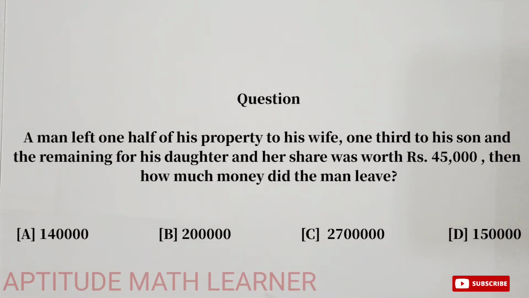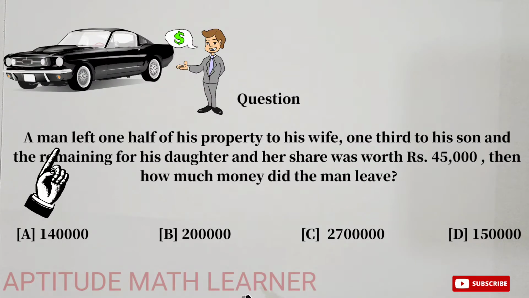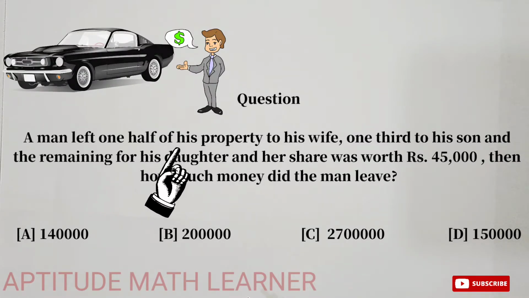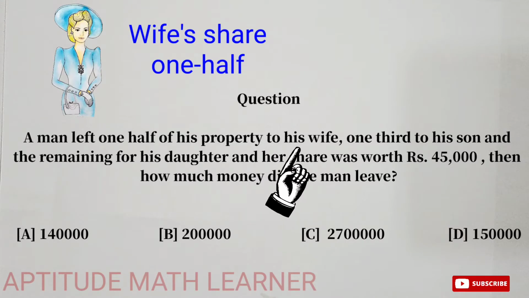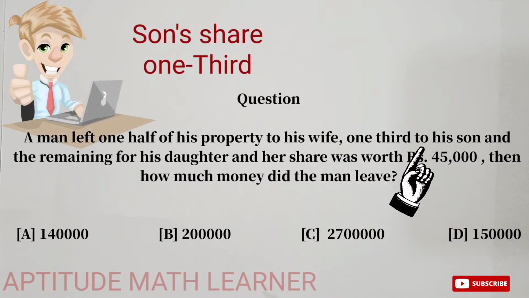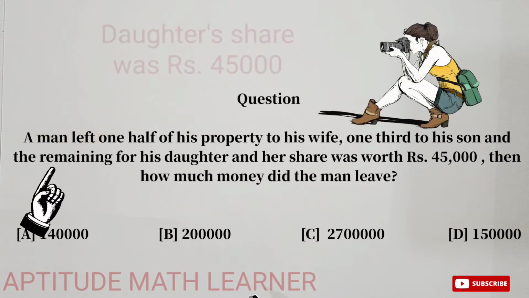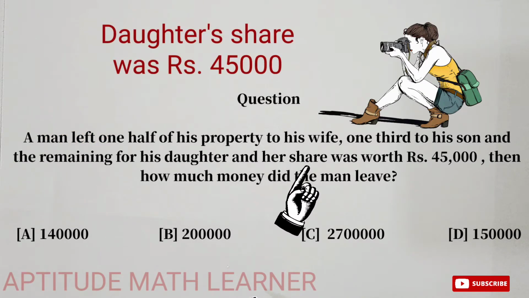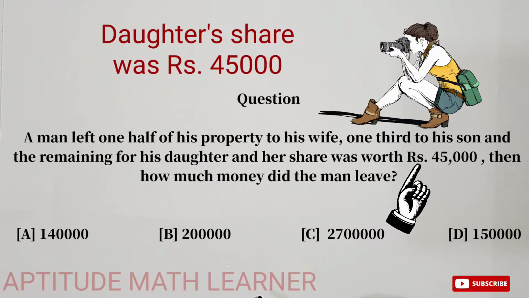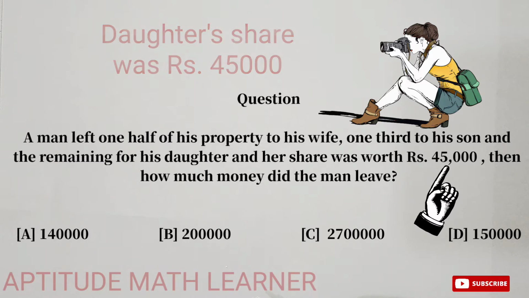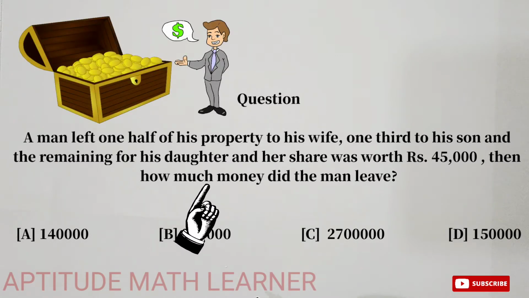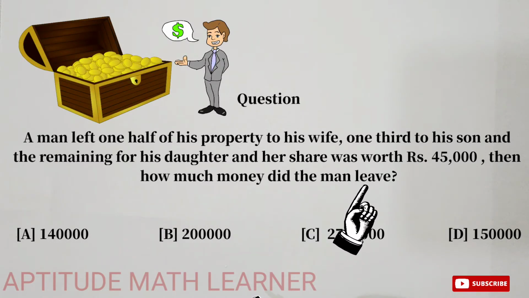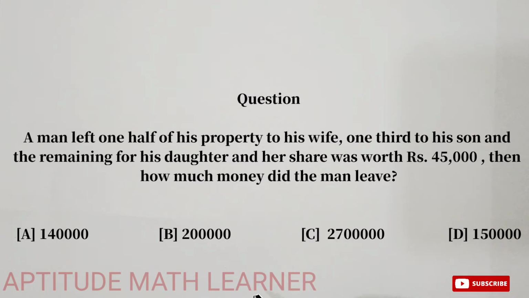And the question we have today is: a man left 1/2 of the property for his wife, 1/3 to his son, and the remainder to his daughter. Her share, that is, the share of his daughter, was worth rupees 45,000. How much money did the man leave? So here we have to find the total amount, the total property of the man.